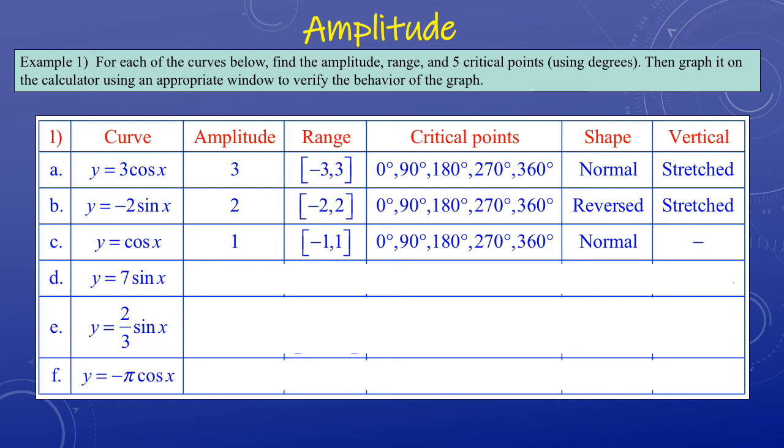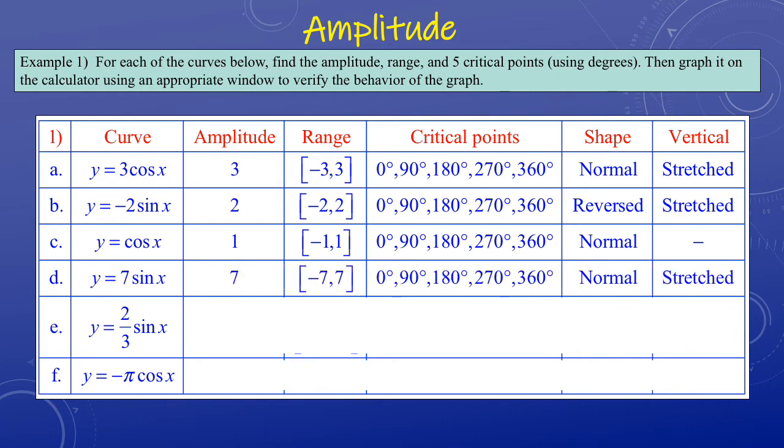In C, we have y is equal to cosine of x. The amplitude is the coefficient of the cosine function, which is 1, making the range negative 1 to 1. The critical points are still 0, 90, 180, 270, and 360 degrees. The shape of this is normal, and there is no vertical stretch or shrinkage because of the amplitude being 1.